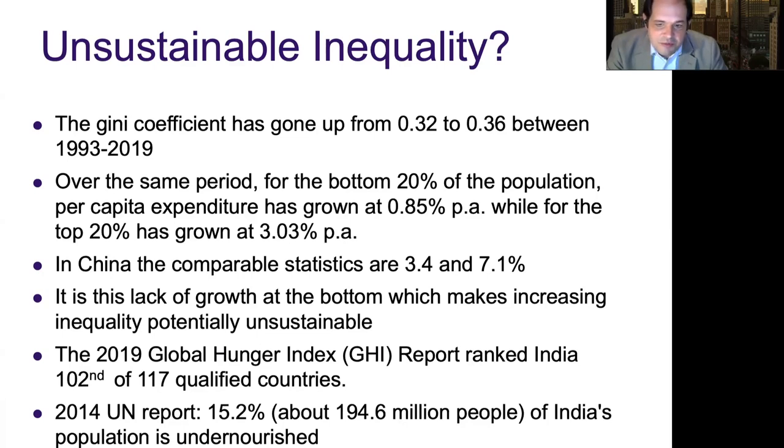The other thing is the issue of hunger and malnutrition. We have a UN report, quite an old report from 2014, which showed that 15.2% of the Indian population has been undernourished. That means that a considerable part of the population doesn't get enough food on a regular basis. Also, the Global Hunger Index ranking from 2019 ranked India in 102nd place of the 117 countries they looked at. So really, really at the bottom of it. And hunger and nutrition of the poorest in the country is one of the big challenges, as I mentioned already before, for the country.